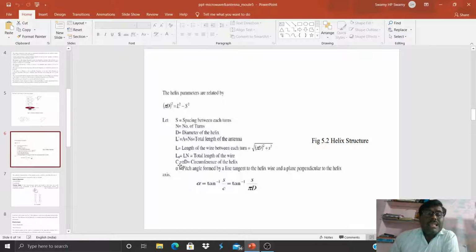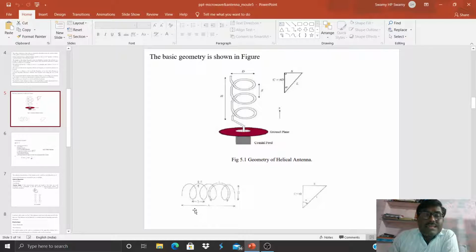So now, Ln is equal to the total length of the wire. C is equal to pi d, the circumference of the helix.